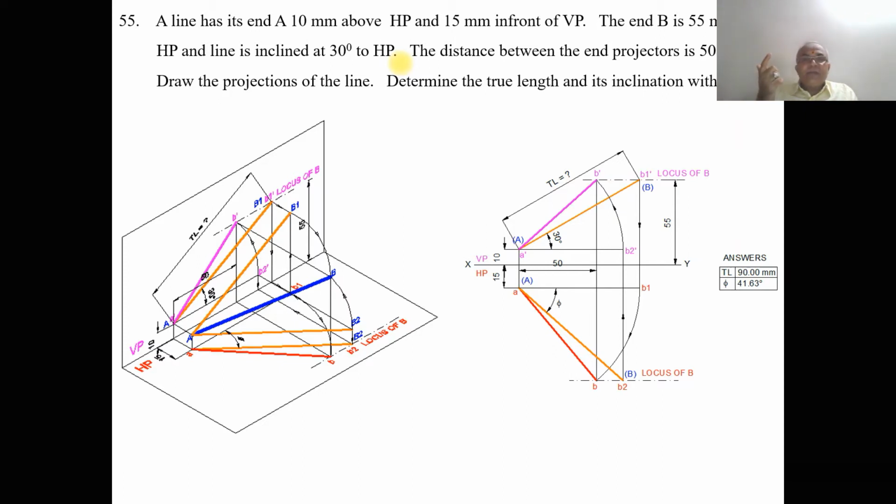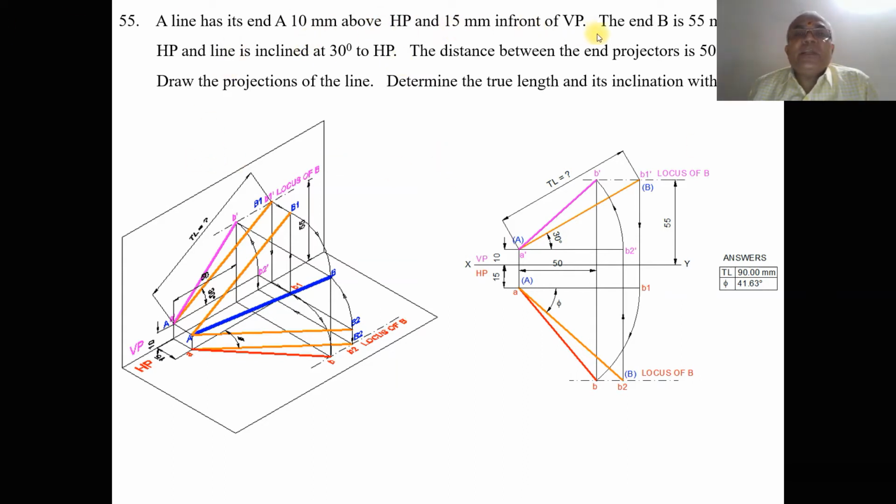Once you get the true length in the front view, and the distance between the end projectors is given, naturally we are going to get the front view. Once the front view and true inclination with respect to HP are known, we can easily find out the top view and its inclination. So how do we find that? We will see now. First we will take up the end A.